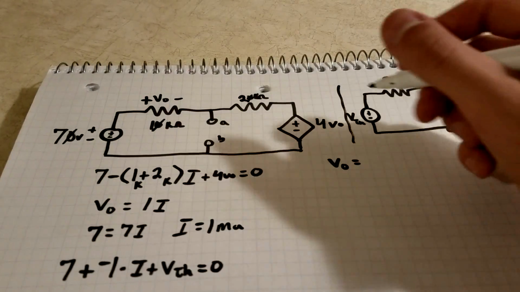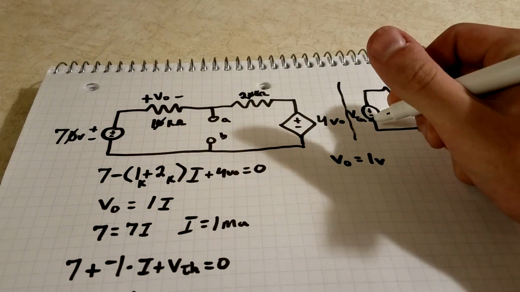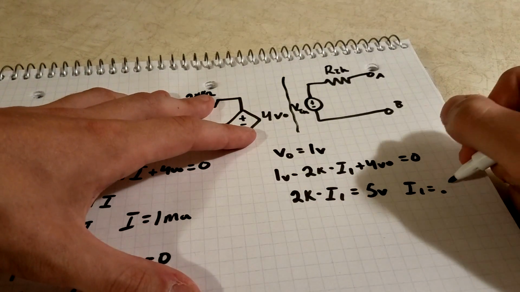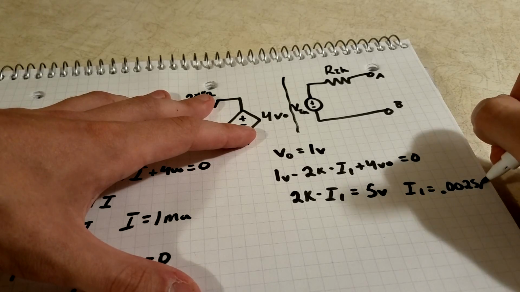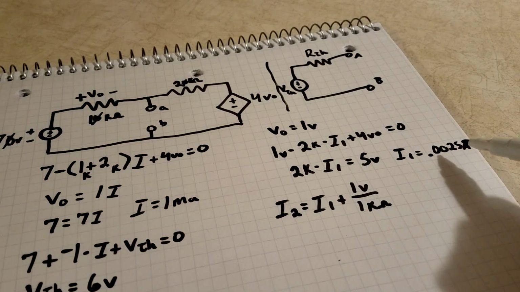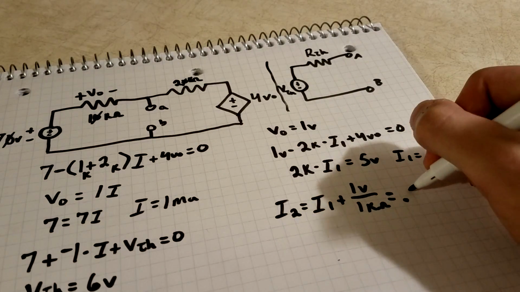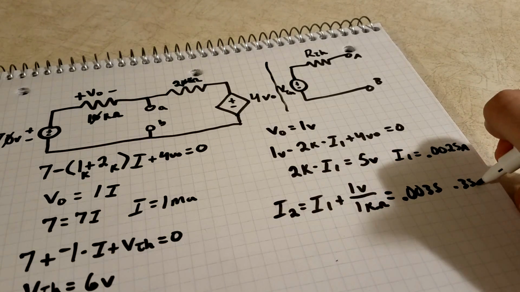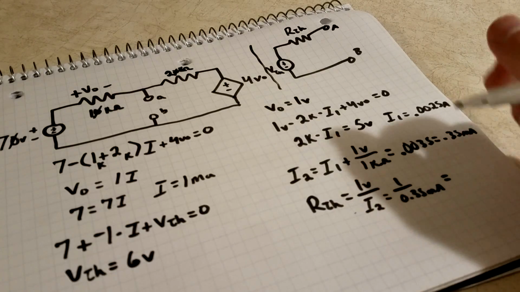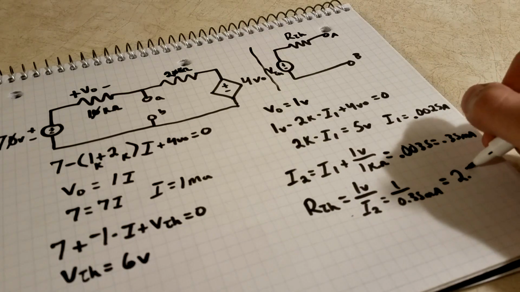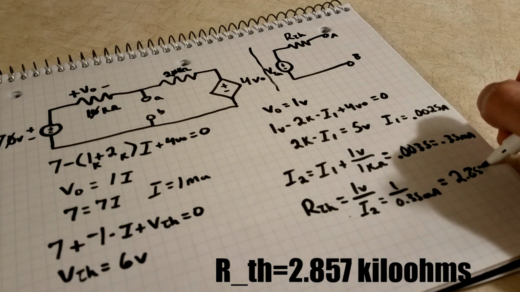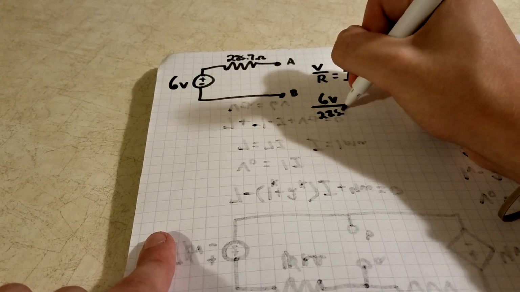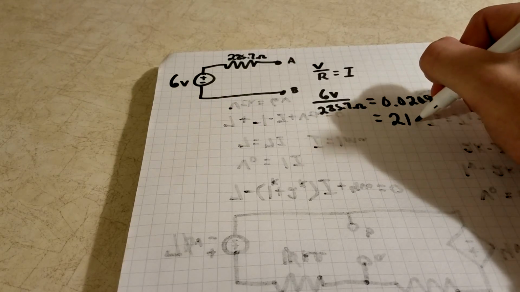So if we notice that V sub 0 is equal to 1 volt, we can apply that loop law again. I1 is equal to 0.0025 amps. And we know that I1 is 0.0025 equals to 0.0035 or 0.35 milliamps, which is equal to 2.8576 volts over 285.7 ohms, roughly 21 milliamps.